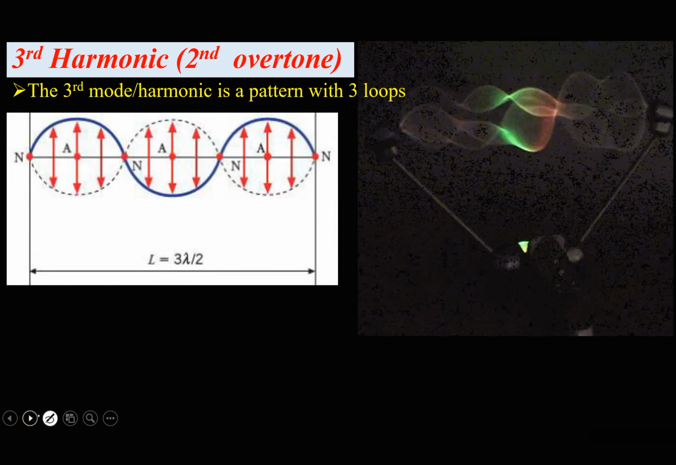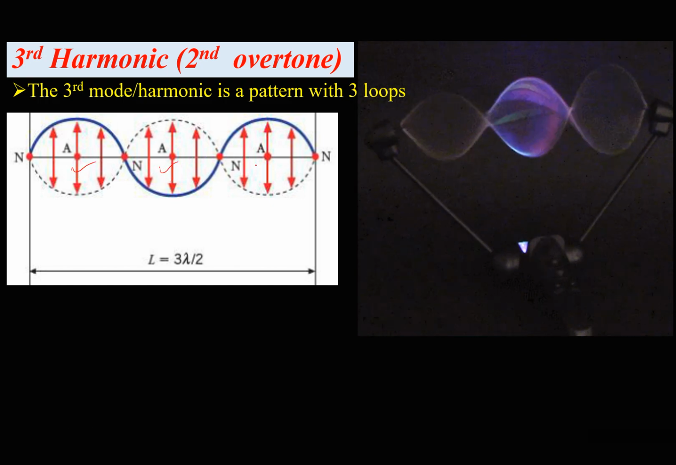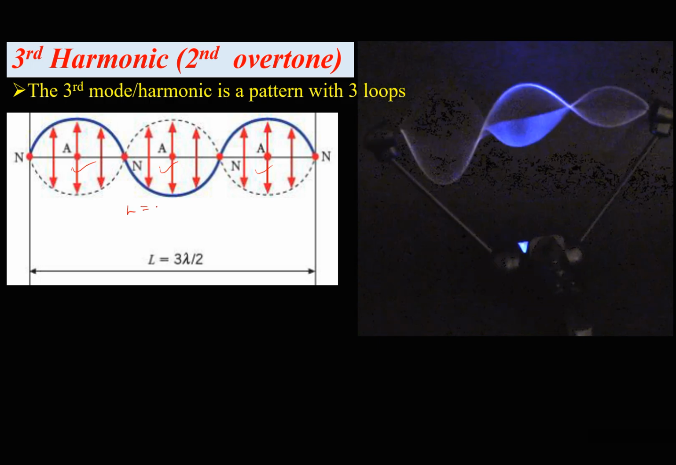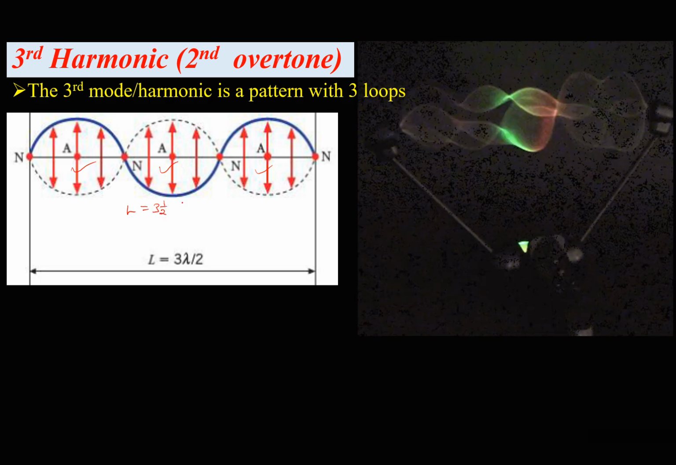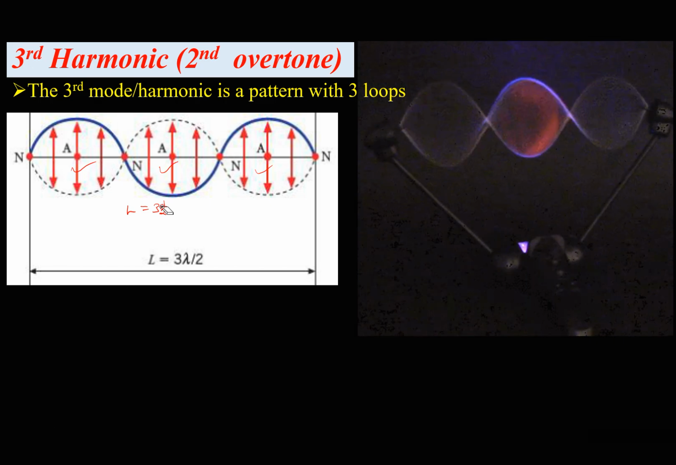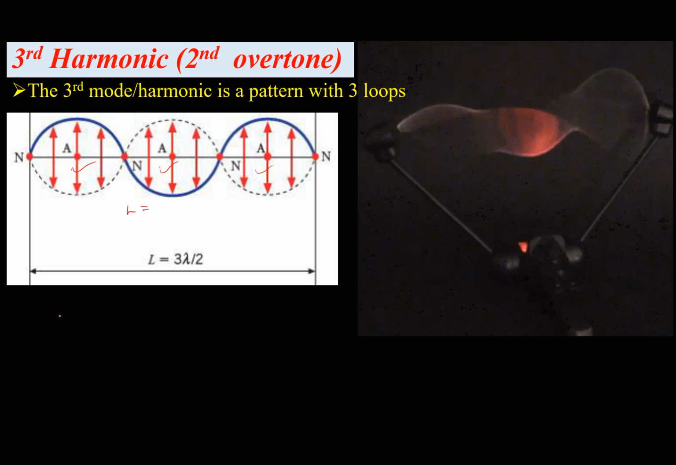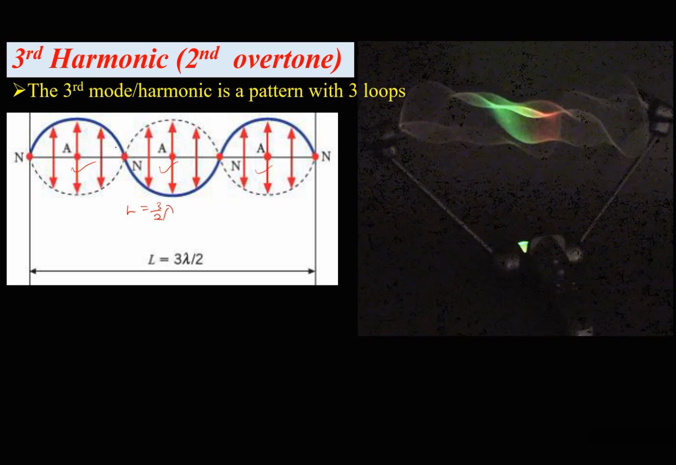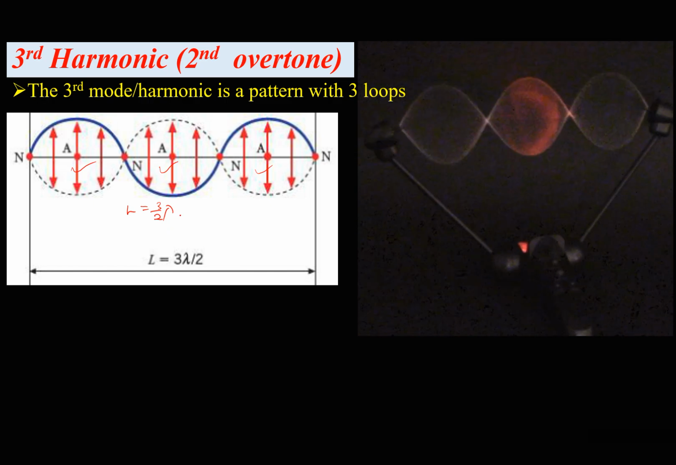In the same length L, we have 3 loops. So this is a half a cycle, another half a cycle, and another half a cycle. So it means the length L is giving us 3 halves. Sorry, 3 halves here, I think it is 3 over 2. So the length L is giving us 3 halves, which is 3 over 2 of a cycle, or it is giving us 1.5 cycles. 1.5 cycles is 3 over 2 of a cycle.